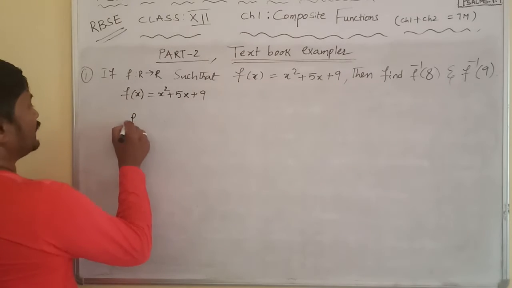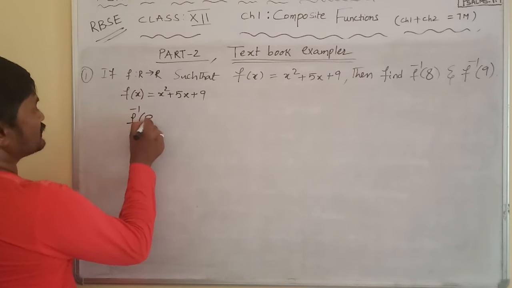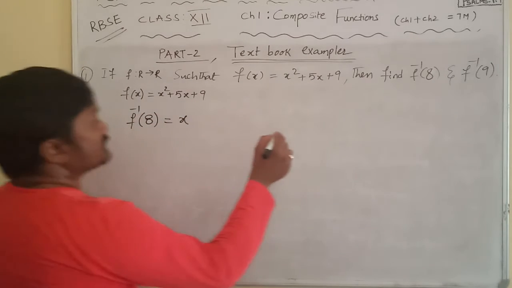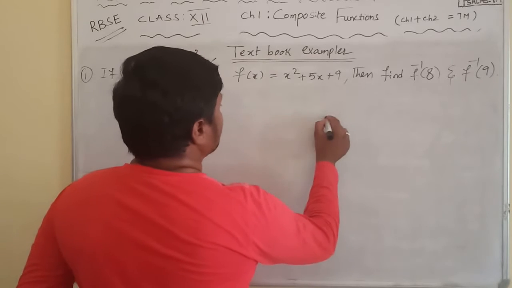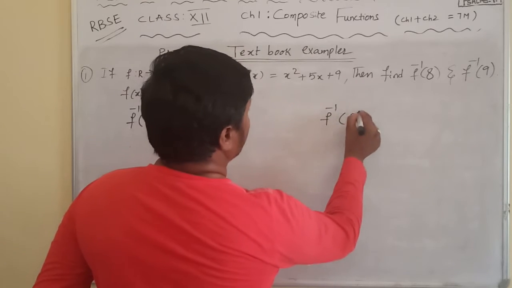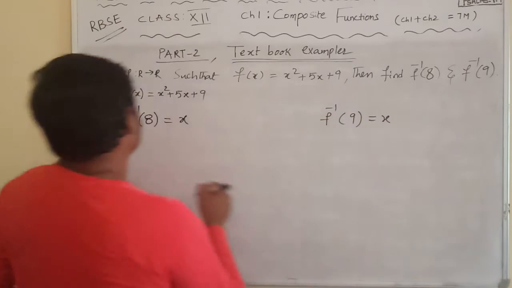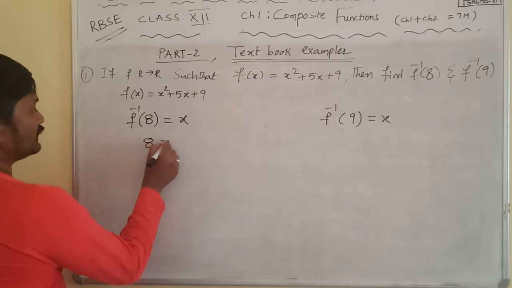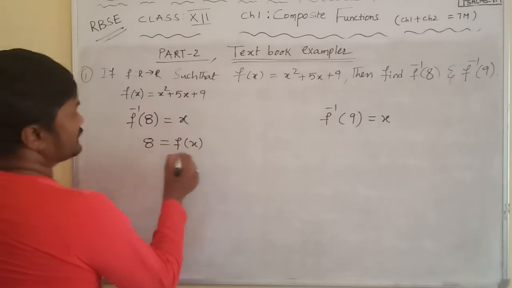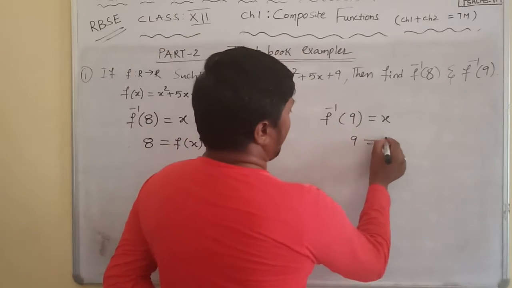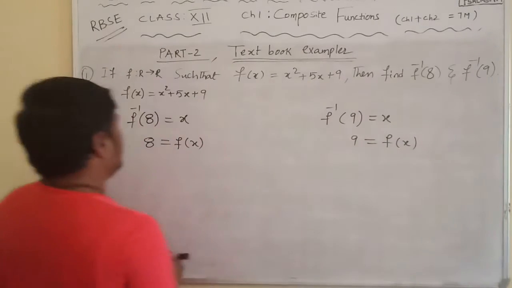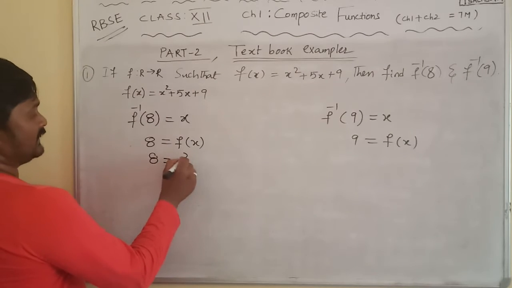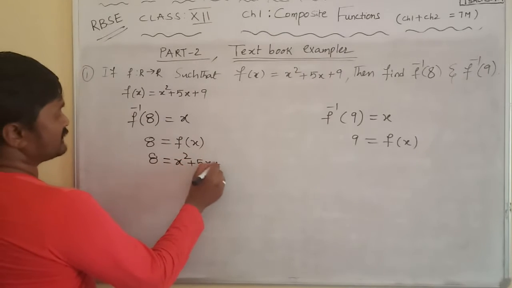So let me go for f inverse of 8. f inverse of 8 is equal to x. And by the same method, you can write f inverse of 9 is equal to x. So here, when the inverse goes to that side, we get f of. So 8 is equal to f of x. Same method, 9 is equal to f of x. And you already know what f of x is. So f of x is nothing but x square plus 5x plus 9.